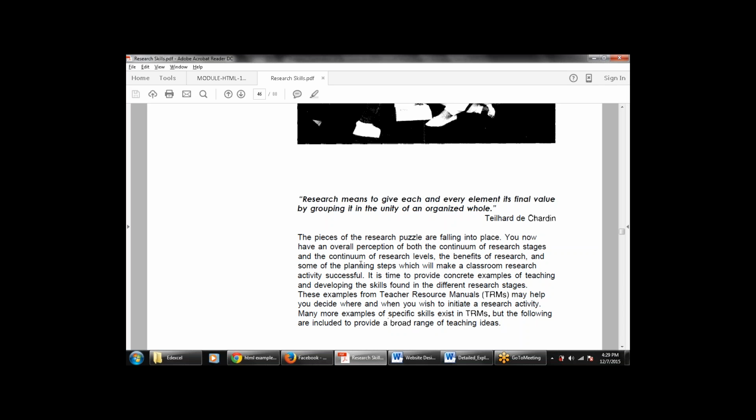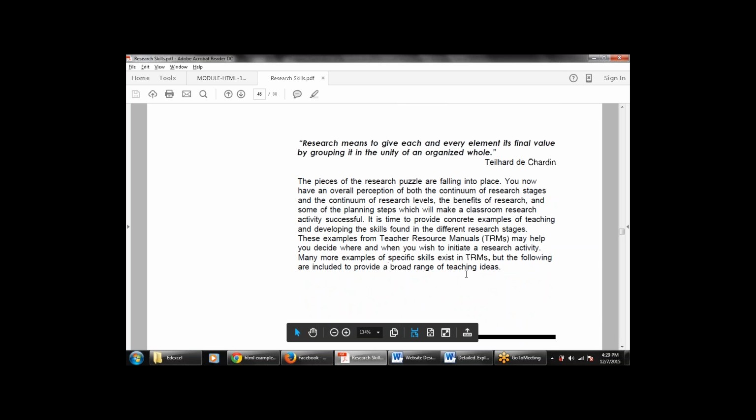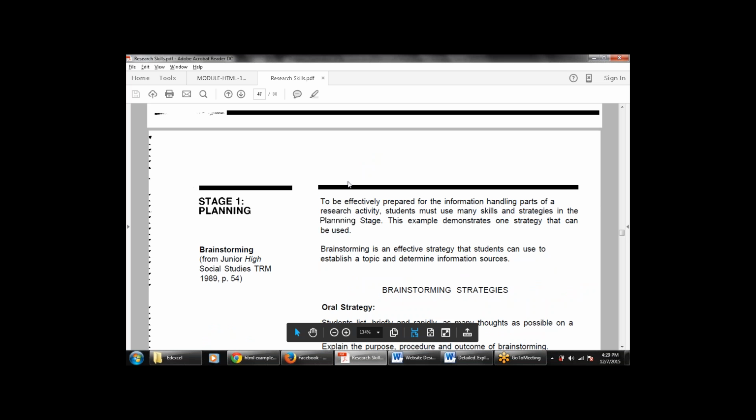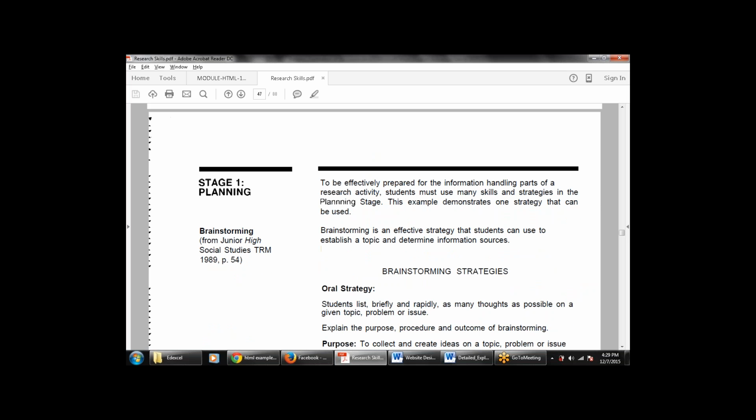Many more examples of specific skills exist in the TRM, but the following are included to provide a broad range of teaching ideas for a research activity. Now it depends on the stage that is being carried out. So how do I put these stages into these activities?